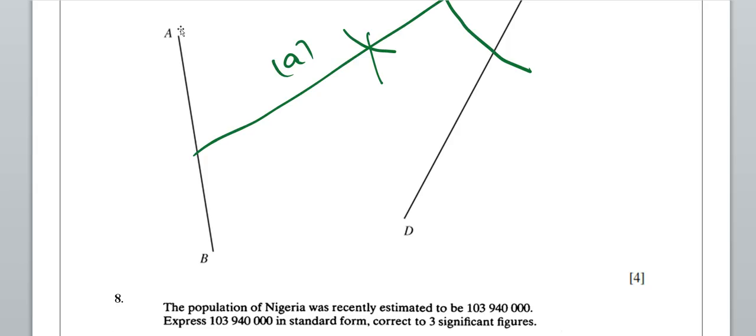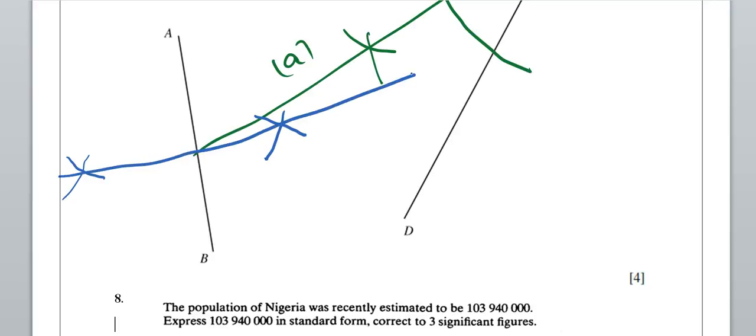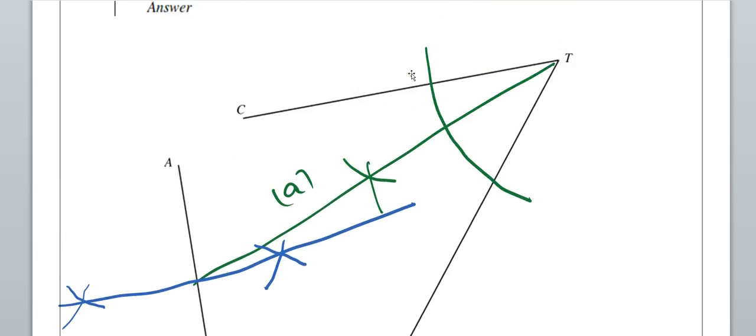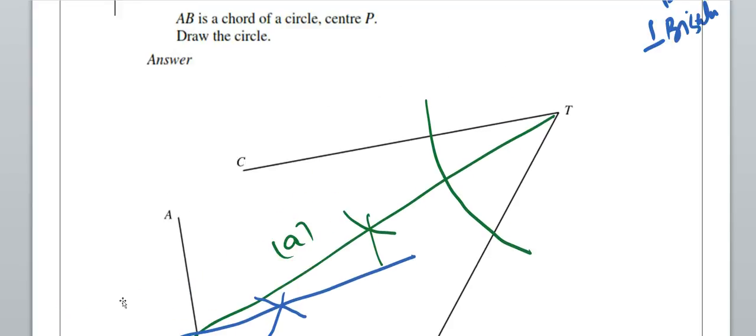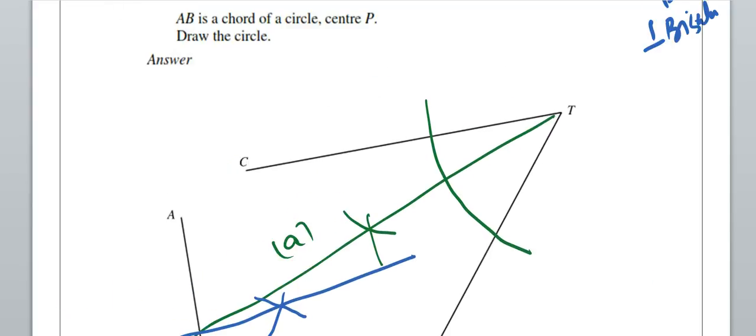So how will you draw the perpendicular bisector? Using your compass, draw an arc of more than half the length from A above the line and again below the line, and similarly from B above the line and below the line. Then draw a line through the intersections. This will be the perpendicular bisector. Now the next question part we have. This will be our part B.